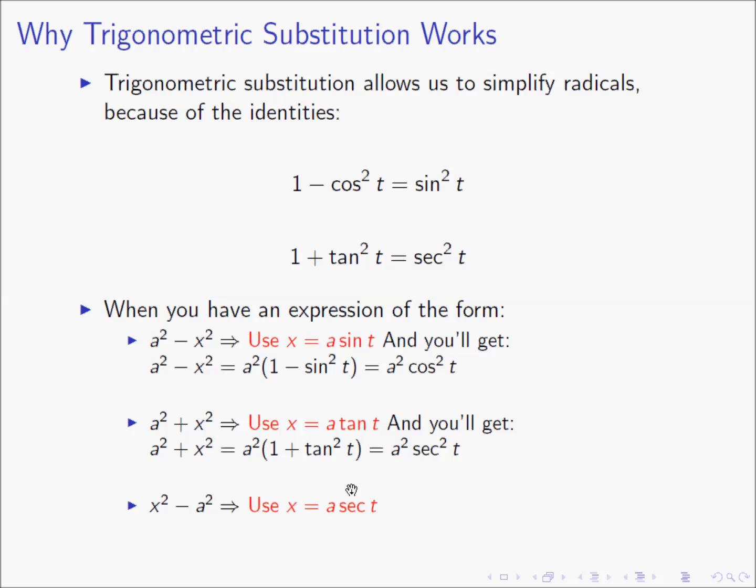And the third case, which is similar, is when you have this difference, x squared minus a squared. In this case you'll also want to use this identity, but here you choose x equals a secant of t. If you do that, you get a squared times secant squared of t minus 1, and that is, according to this identity, if you subtract 1 from both sides, tangent squared of t.